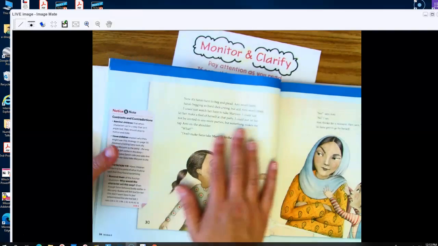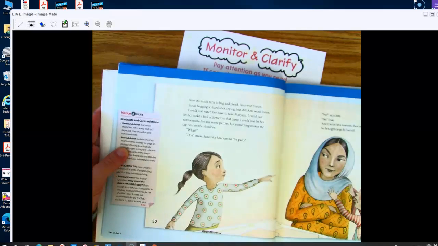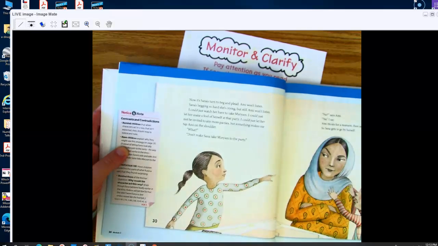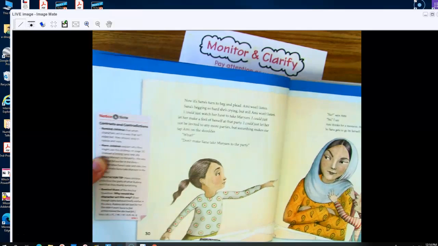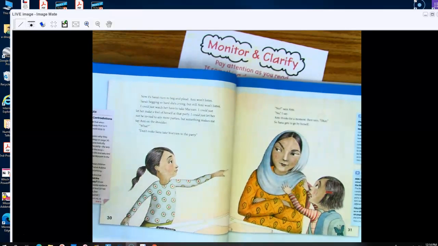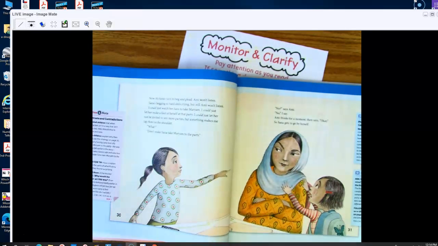Now it's Sana's turn to beg and plead, and Ami won't listen. Sana's begging so hard she's crying, but still Ami won't listen. I could just watch her have to take Miriam. I could just let her make a fool of herself at that party. I could just let her not be invited to any more parties, but something makes me tap Ami on the shoulder. What? Don't make Sana take Miriam to the party. No, says Ami. No, I say. Ami thinks for a moment and then says, okay, so Sana gets to go by herself.